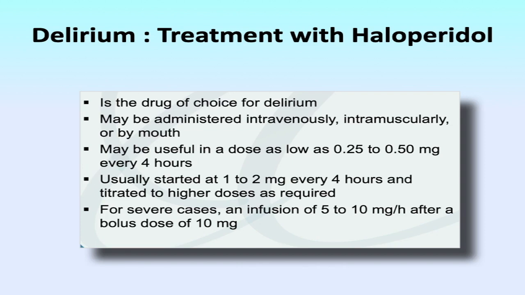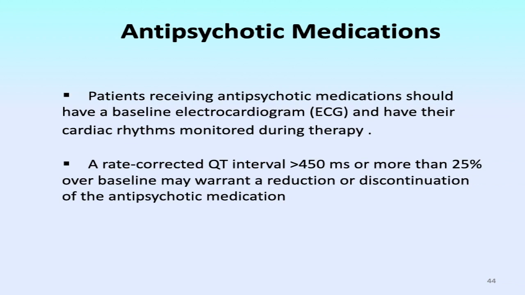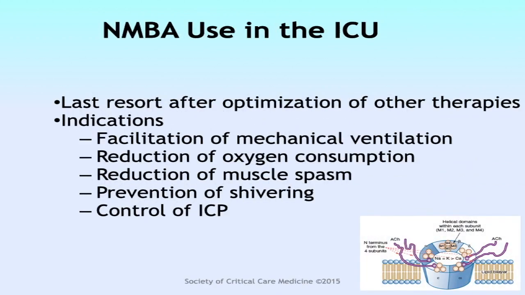This dose can be given IV, IM, or orally. This is the dose. In severe cases, you may also go for infusions. So as we said before, ECG is very important when you are giving this antipsychotic, and whenever the corrected QT interval is more than 450, you have to reduce or discontinue these medications.